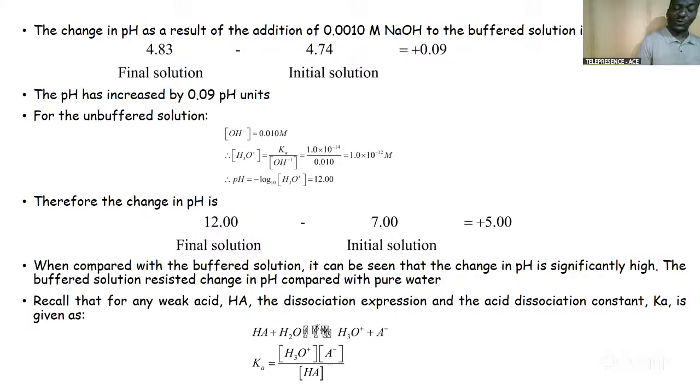And like I use for illustration, the blood in our system is a buffer solution, and we eat all manner of junk. We take Coke, we take fruits, okay?